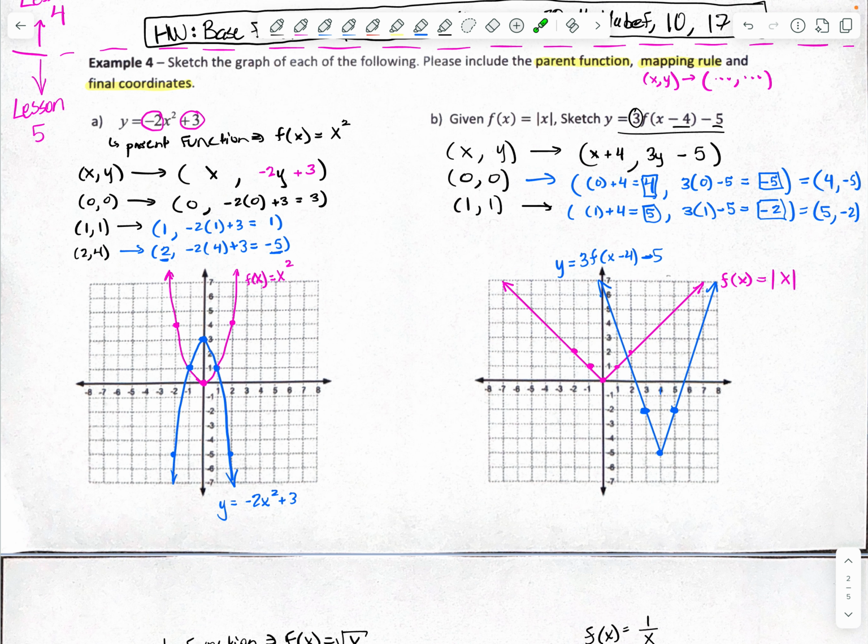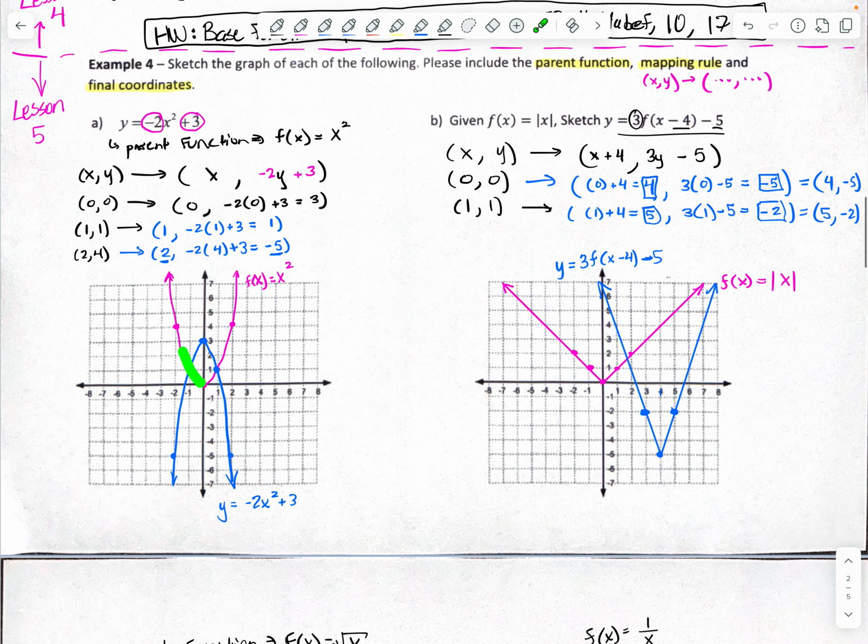Now I can apply some coordinates. If I first sketch my parent function, x squared, I have 0, 0, 1, 1, 2, 4, and the opposites: -1, 1, -2, 4, and so on. If I take 0, 0, I'm going to apply the mapping rule here. So 0 stays 0, and the y is -2 times y, so -2 times 0 plus 3, which just reduces to 3. My new vertex for this transformed function becomes 0, 3, which is right here.